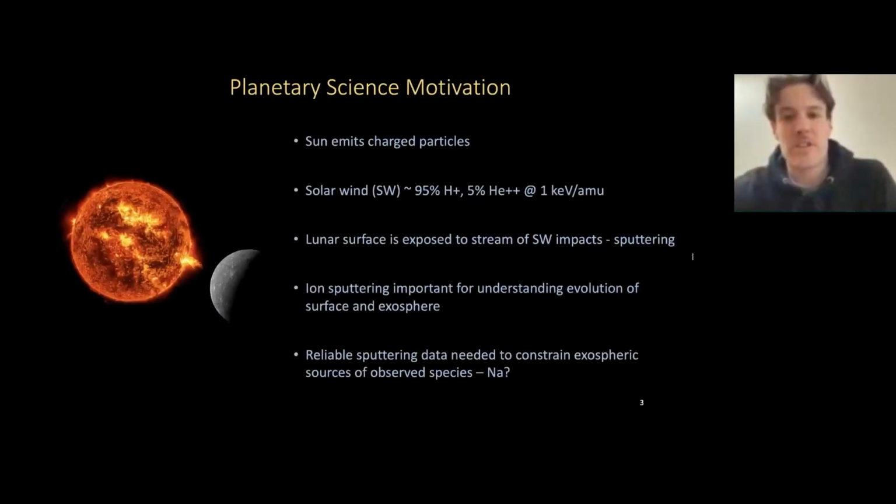As a brief background, we've heard this a couple of times, but we know the sun emits a stream of charged particles known as the solar wind. It's about 95% H+, 5% He++, and we can approximate it at an energy of 1 keV per AMU. What's unique about the moon, as opposed to Earth, is that its surface is exposed to this stream of solar wind impacts. Depending on the energy, the angle, and the impactor, this can potentially lead to solar wind sputtering, where the solar wind knocks off atoms from the surface.